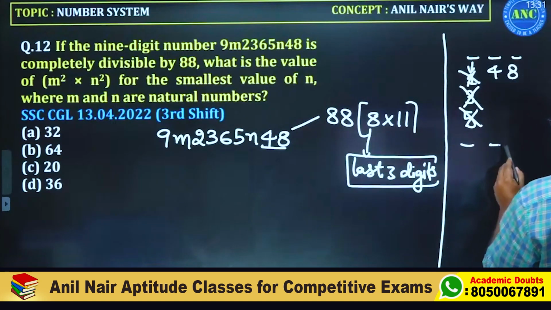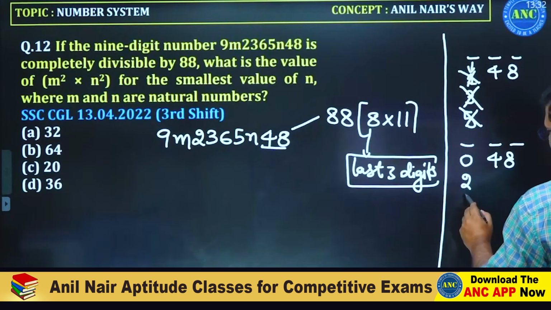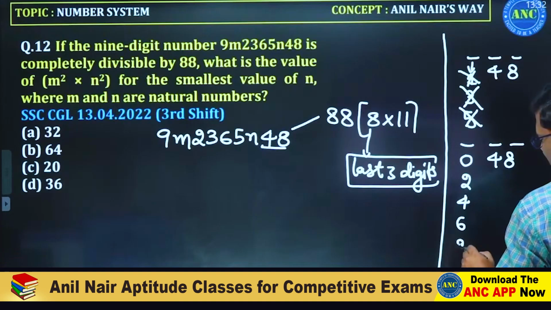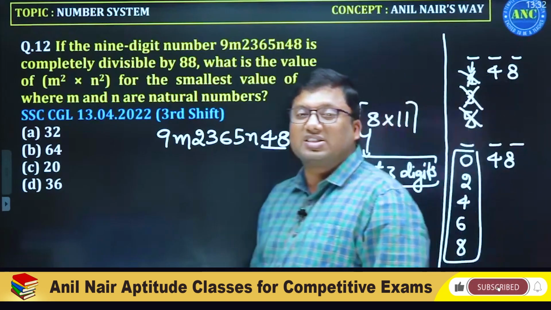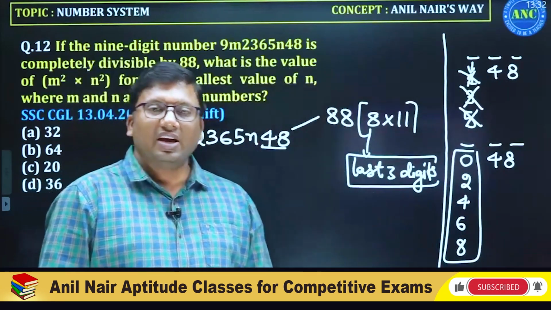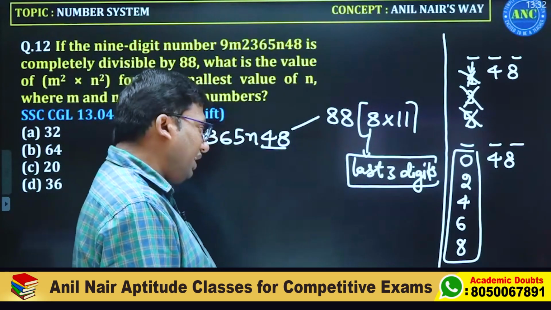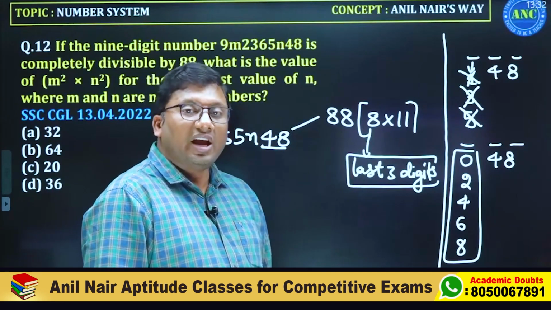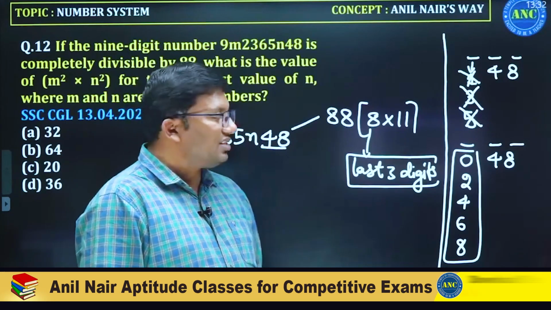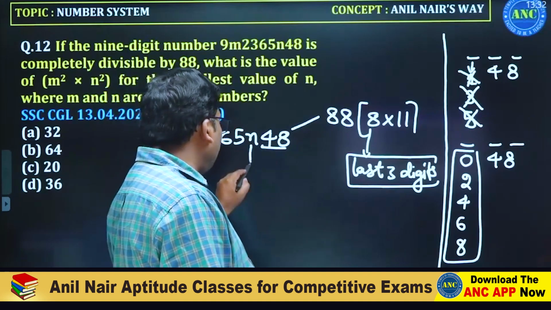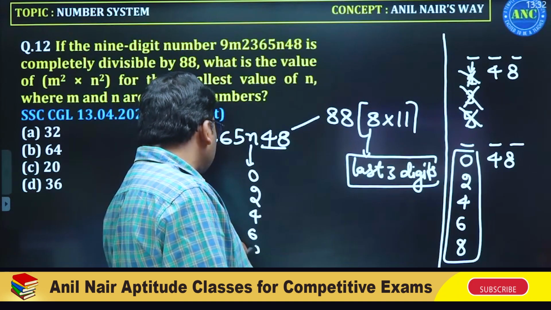That means let me take an even digit. Even digit how much it is? It can be 0, it can be 2, it can be 4, it can be 6, it can be 8. 048, it is divisible by 8. 248, 8 31s are divisible by 8. 448, 8 5s are 40, 48, divisible. 648, 8 8s are 64, 1. 848, 8 1s are 8, 8 6s are 48. That means this n value can be either 0 or 2 or 4 or 6 or 8.